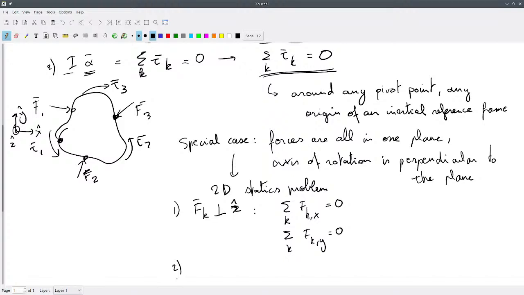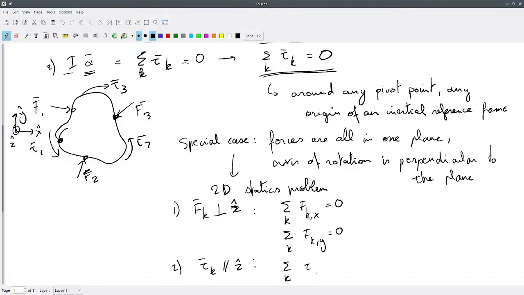The second condition is now that all of the torques are parallel to the z-axis, or in other words, the rotation is inside the plane. So in this case, since they're all parallel to the z-axis, there is no x and y component to the torques.